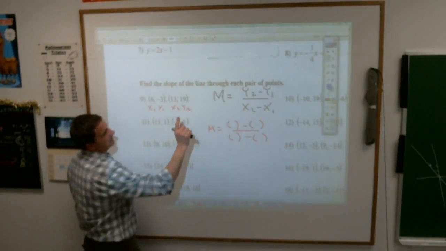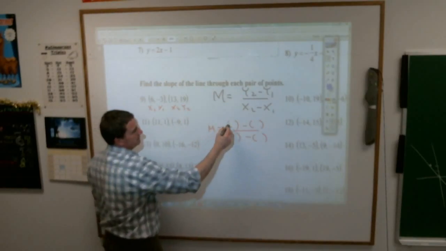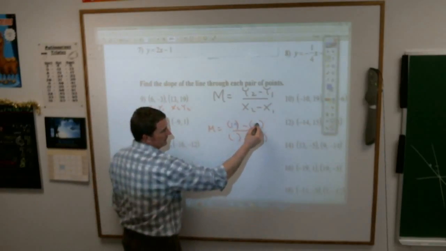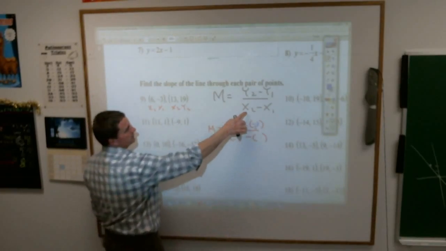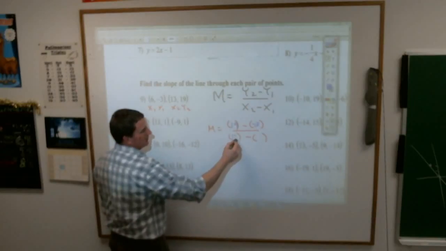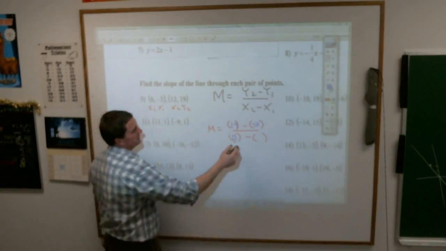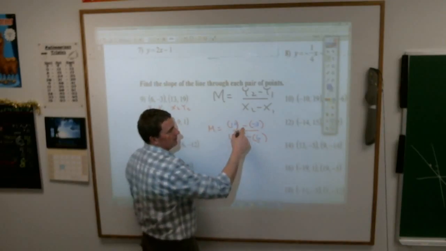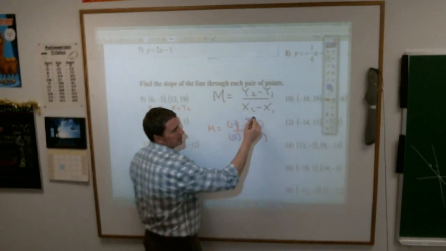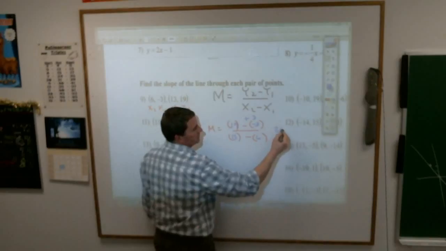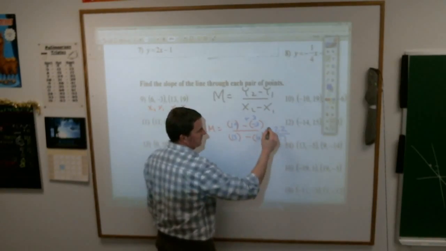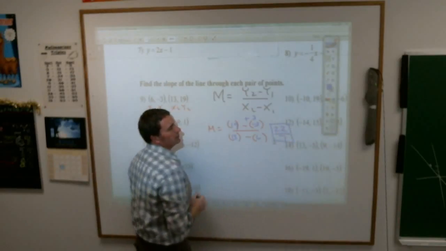So you just plug it in. Y2 was 19 minus y1, which was a negative 3, over x2, which is 13, minus x1, which is 6. And if you can do that math, we should be okay. Minus a negative 3 is actually plus 3, so you get 22. 13 minus 6 is 7. That is your slope.